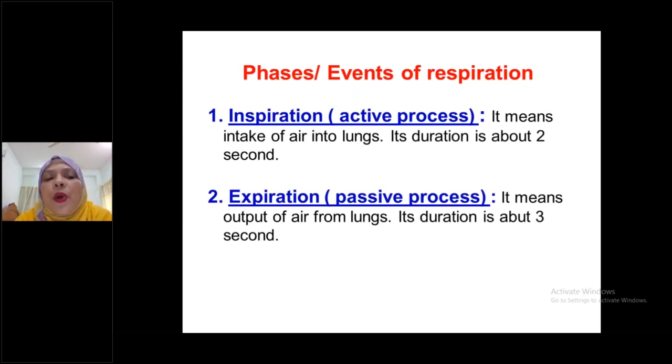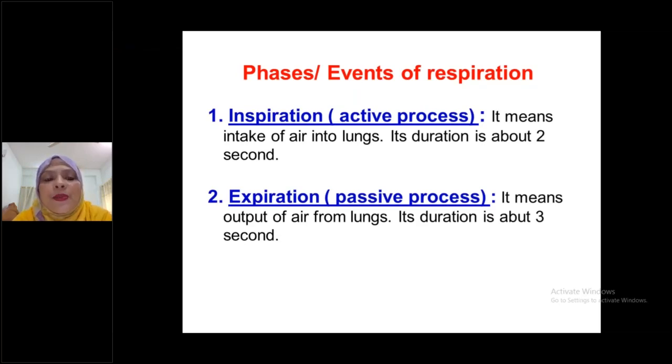First point, inspiration, and number 2, expiration. Always remember here, inspiration is an active process. This is a very, very important MCQ question. And expiration is always a passive process. Please students remember here, inspiration is an active process, expiration is a passive process.